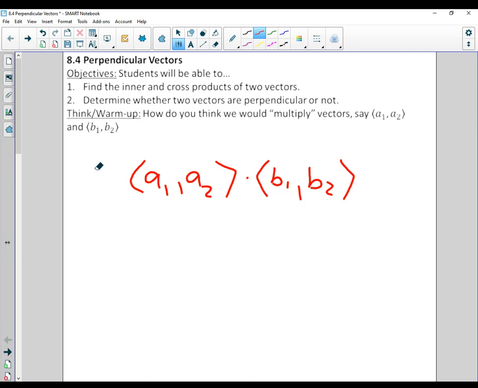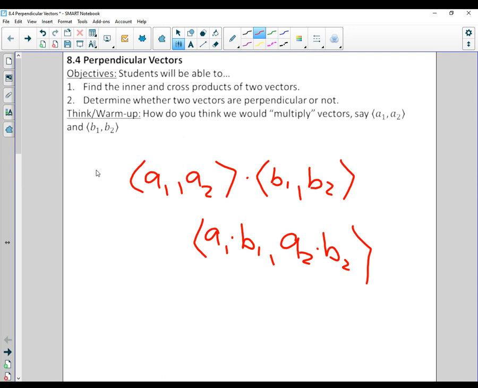That's a little extra. I would guess that a lot of us might think that we do something like this, because that's how we added them, right? We just added them with their components, but that's wrong. That's not how we do it.